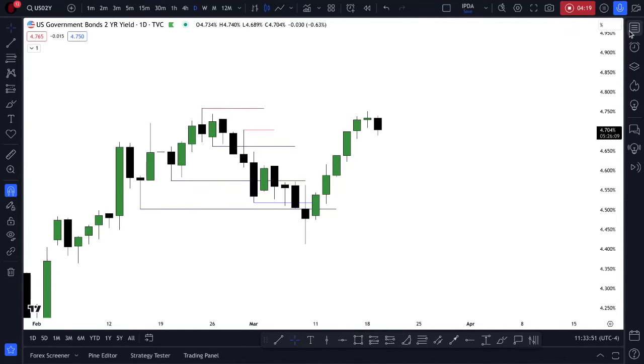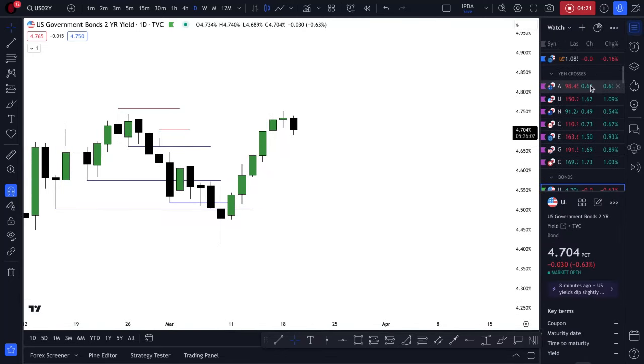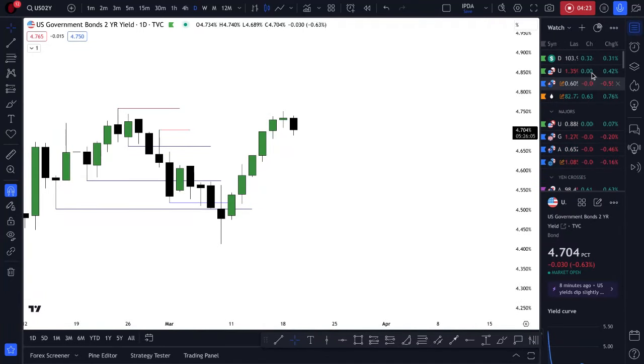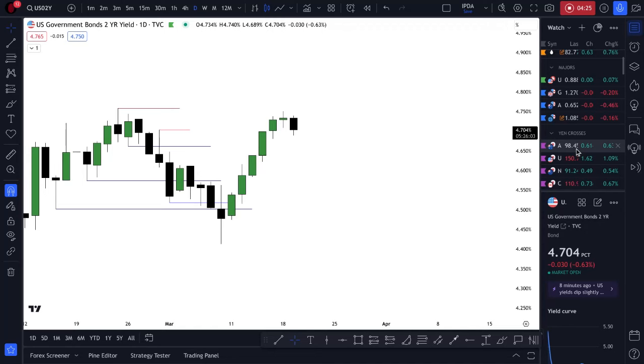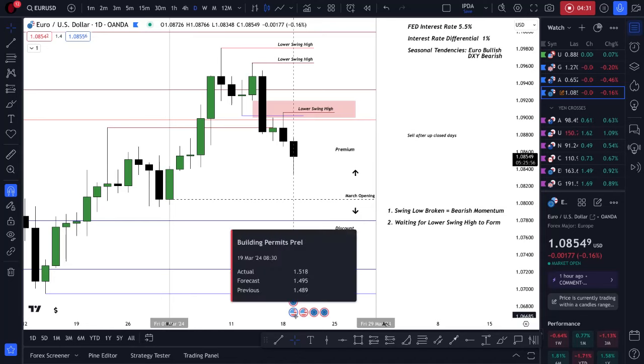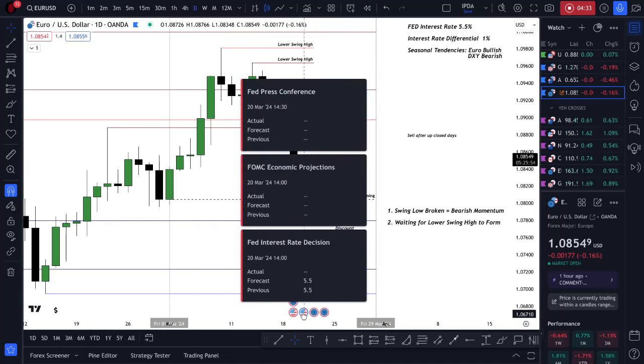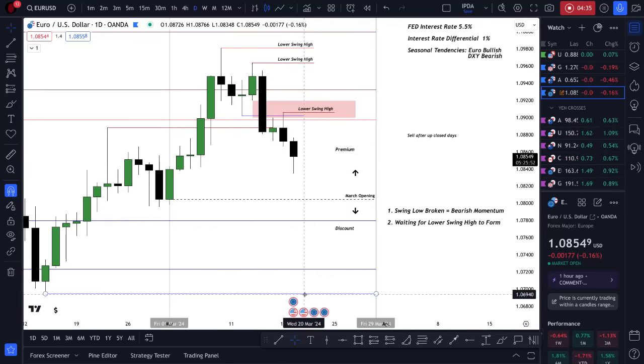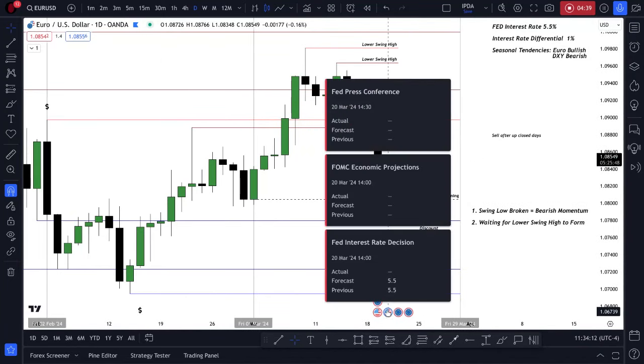Rates are still higher. So I think the Fed will have an interest rate decision coming up either today or tomorrow. If I'm incorrect, just correct me. It's going to be on Wednesday, so it is tomorrow. So tomorrow we'll see whether or not the Fed is going to stay the same. The forecast is saying they're going to stay the same, which I think they will.